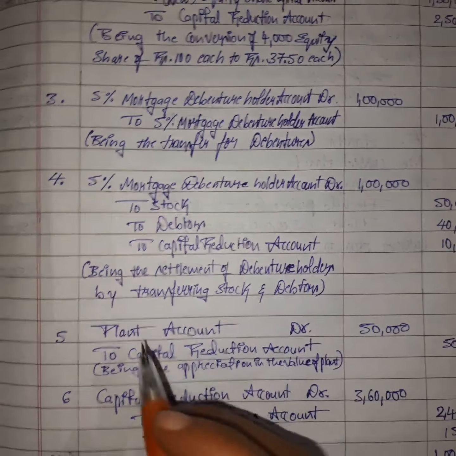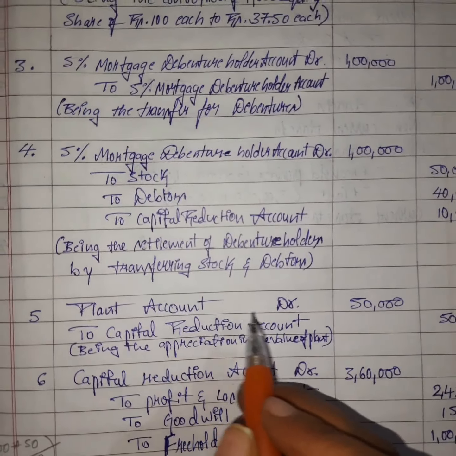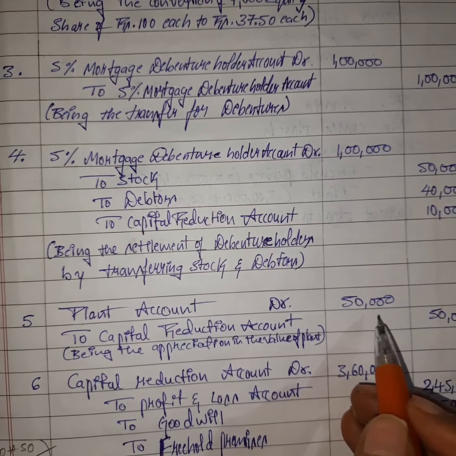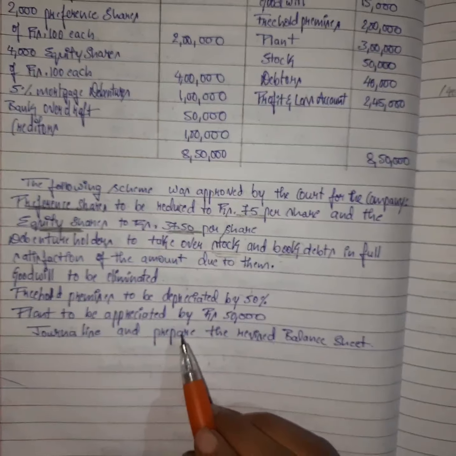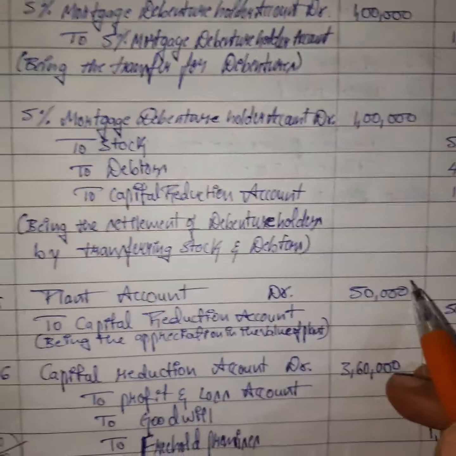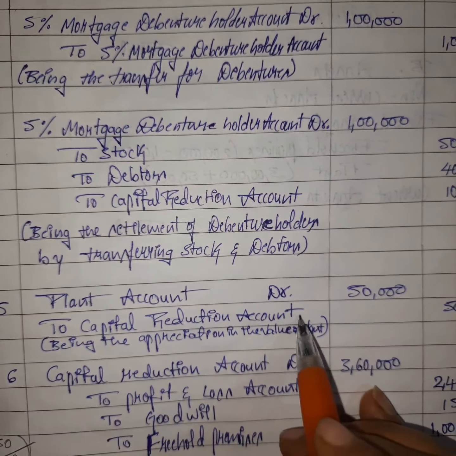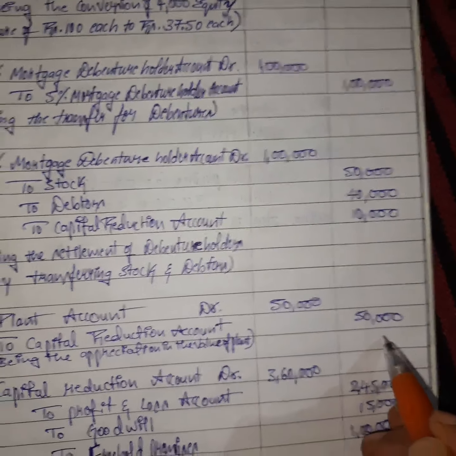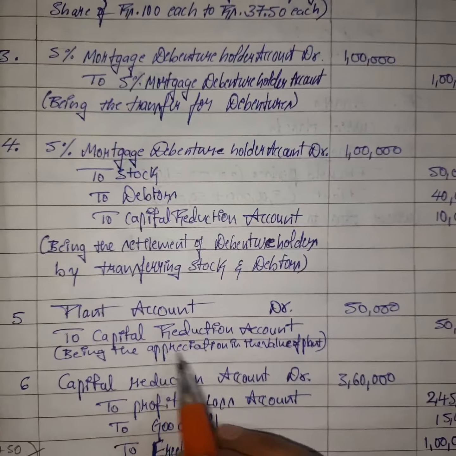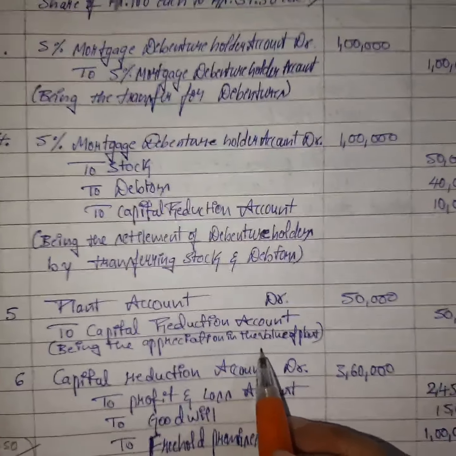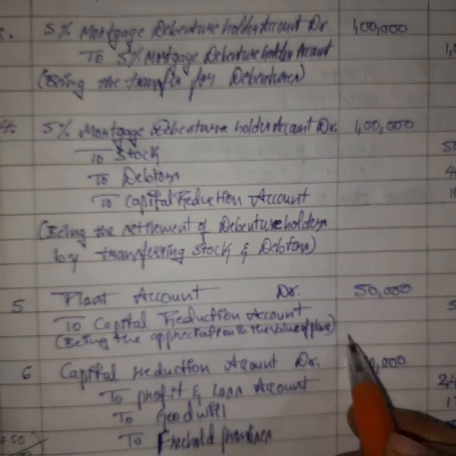Coming to the next entry, plant account debit 50,000. Here they have mentioned the plant is to be appreciated by rupees 50,000. Same thing you are mentioning, 50,000, to capital reduction account, credit side 50,000. Being the appreciation in the value of plant.